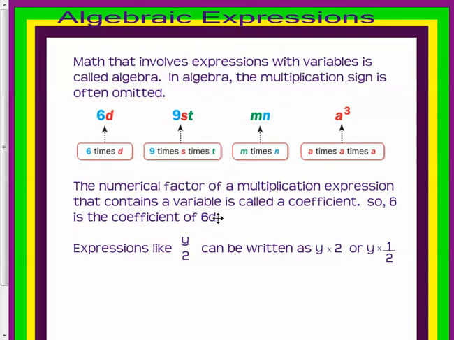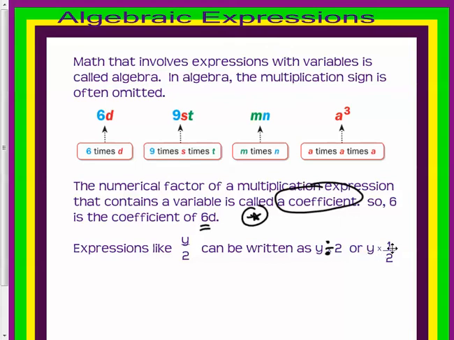We can also represent this 6 times d with a 6 in front of it, and we call this 6 the coefficient. Please write that down in your notebook. Okay, you might want to jot some of these notes down anyway, but this is like saying I have 6 d's, or I have 6 apples, or I have 9 s's times t.